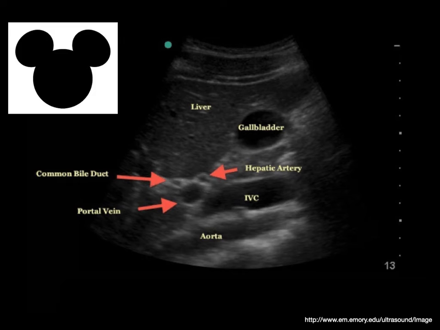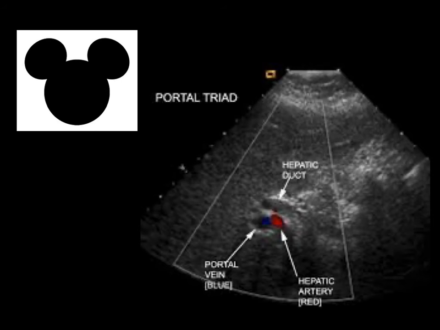So if your probe marker is to the patient's right, the CBD should be Mickey's right ear, or to the left on your screen. If you're unsure of which structure in the triad is the CBD, you can apply color Doppler to the image. Only the portal vein and hepatic artery will have flow. Although the CBD technically has flow, the flow is so slow that it's not perceptible on ultrasound. Here you can see that the Mickey Mouse is not as clear as the last example, but the color flow allows you to determine which hypo or anechoic circular structure is the CBD.